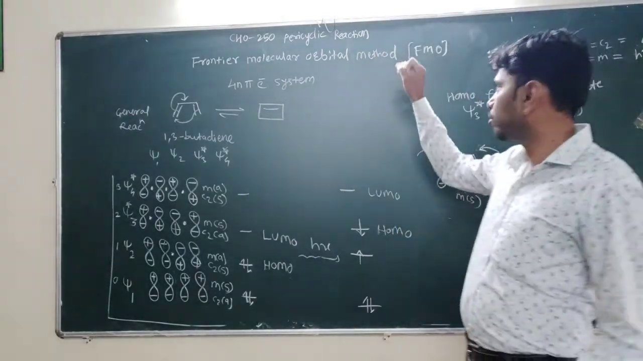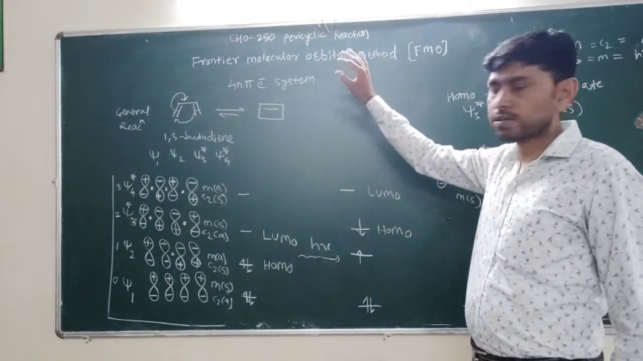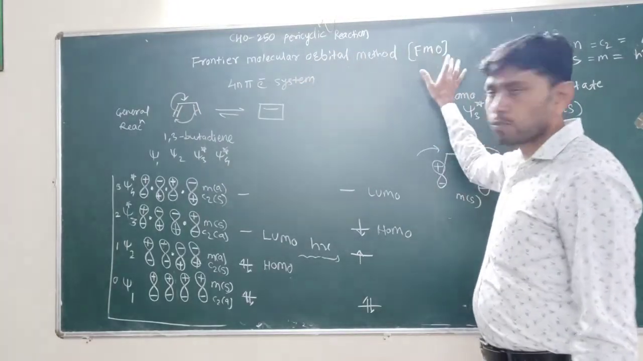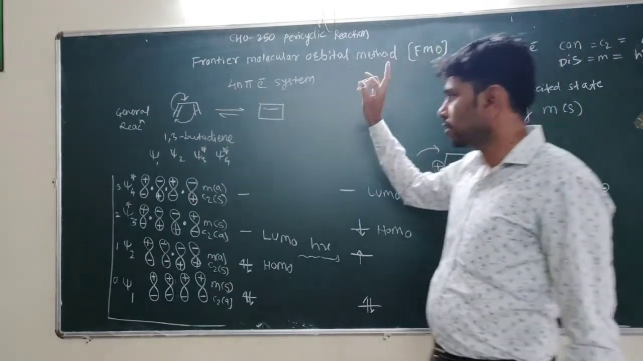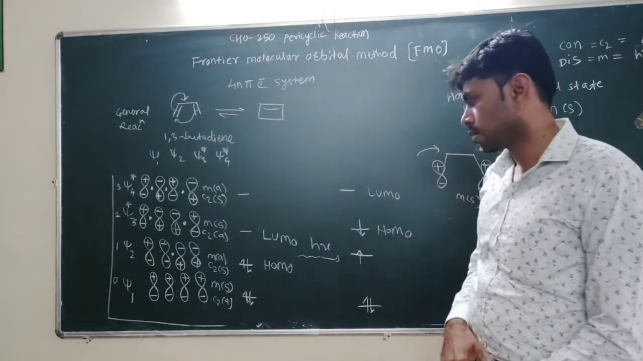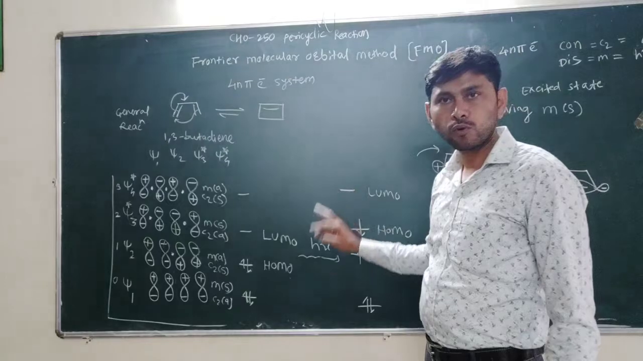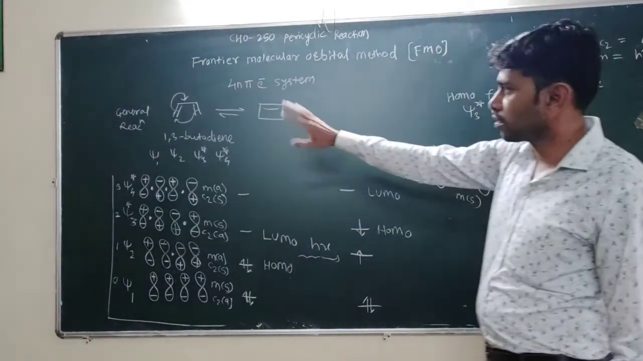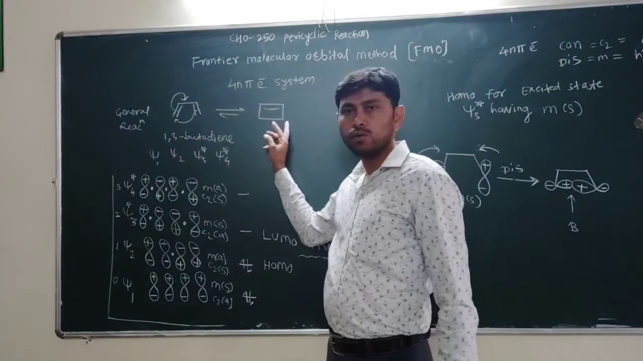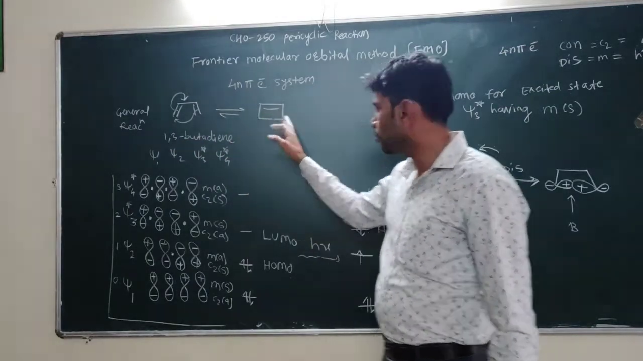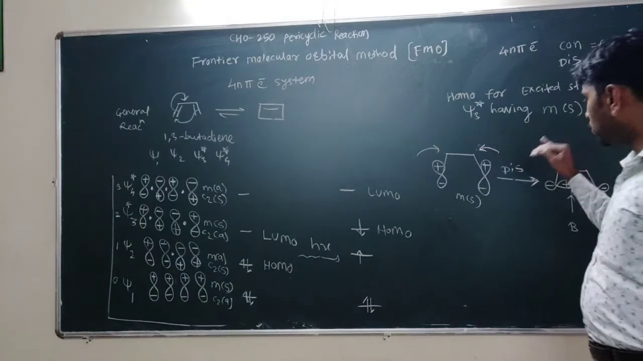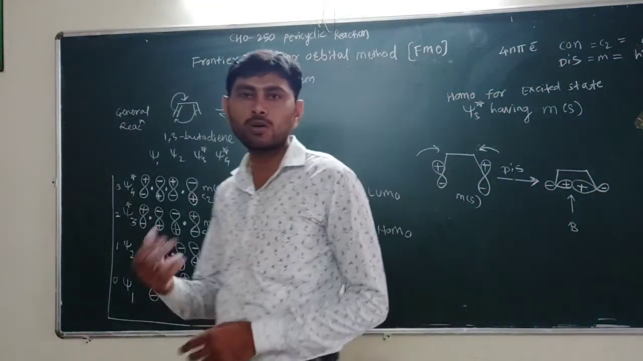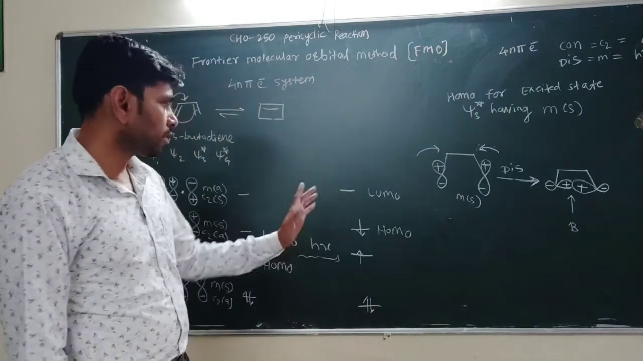With the help of the FMO method, the question they may ask on this topic is: predict whether, by photochemical mode of activation, the conversion of 1,3-butadiene to cyclobutene is allowed by conrotatory motion or disrotatory motion. Or they may change the question.